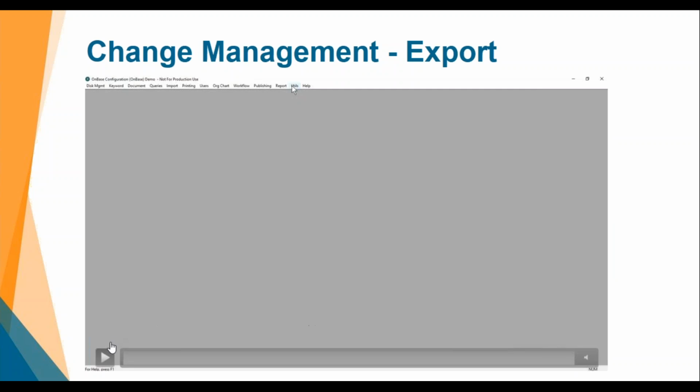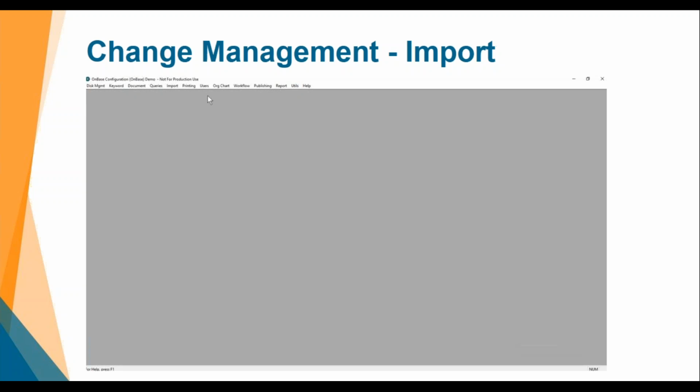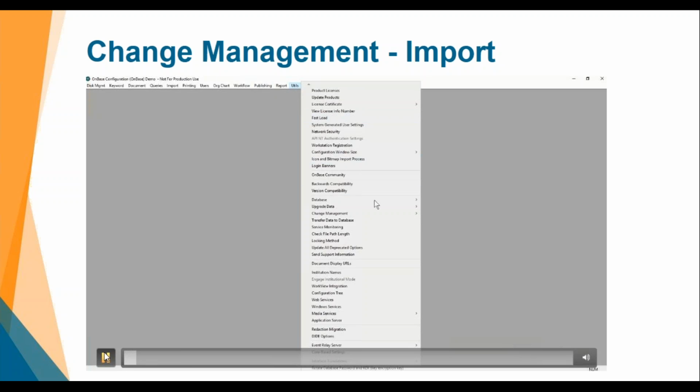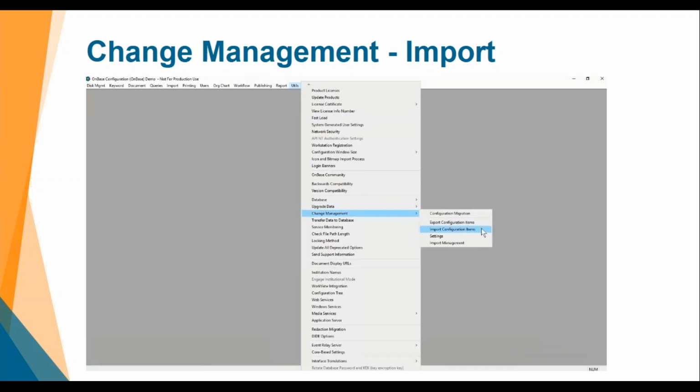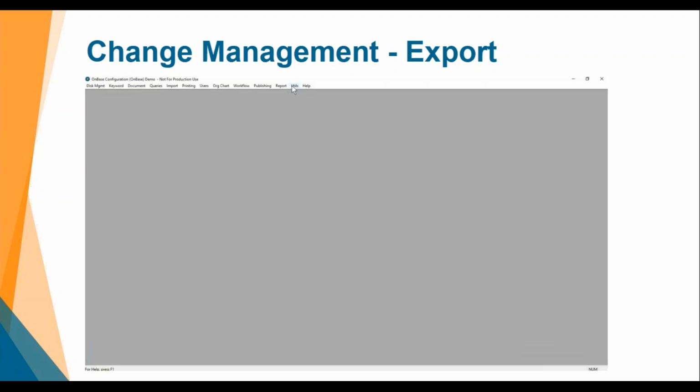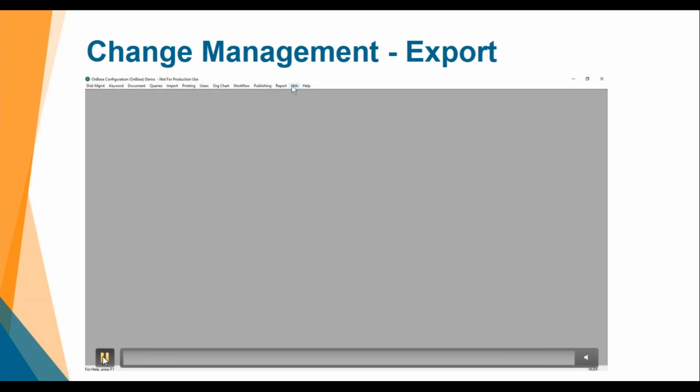So a lot of you will create stuff in your test environment and move that stuff to production. So change management is the way that you can easily move different things. You can export and import from one system to another. So it's under utils again, and it's under change management, and we're going to export configuration items.